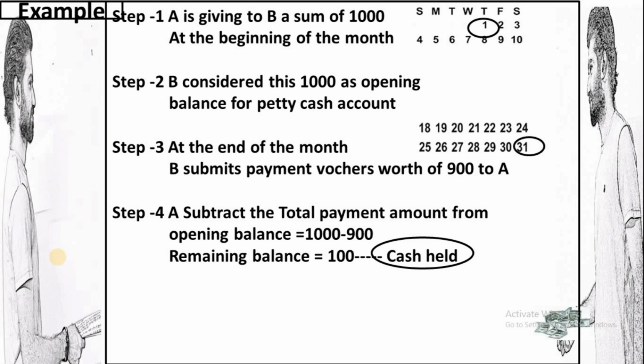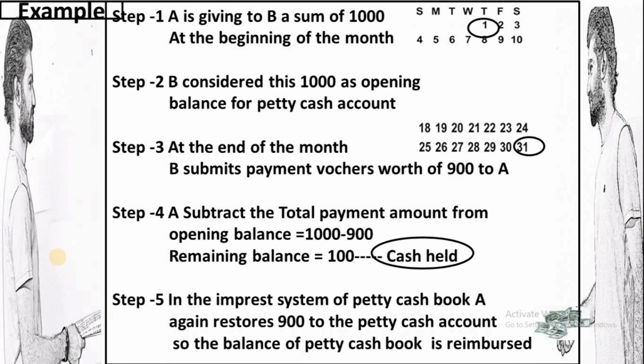This remaining balance is called cash held. In the Imprest system of petty cash book, A, the main cashier, again restores the spent amount.